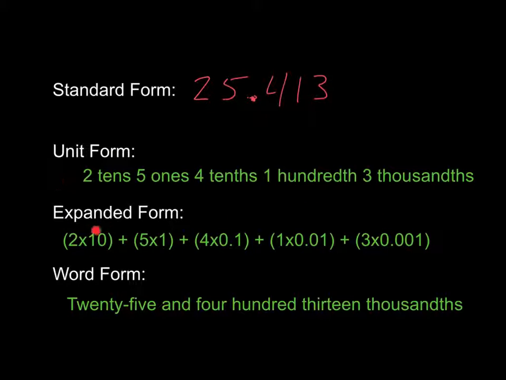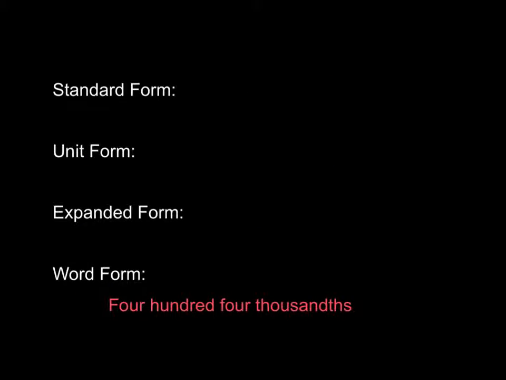Okay? Keep unit form and expanded form as friends. It will help make it easier for you. Okay? And word form, we have 25, and notice that's where my decimal is, 413 thousandths. Try one more. This one we're starting in word form and converting it into the other 3. We have 404 thousandths.